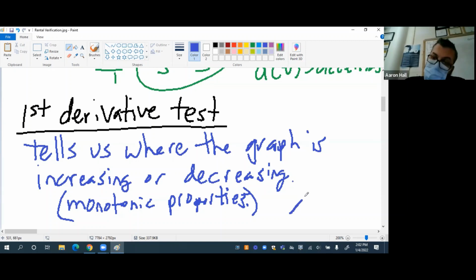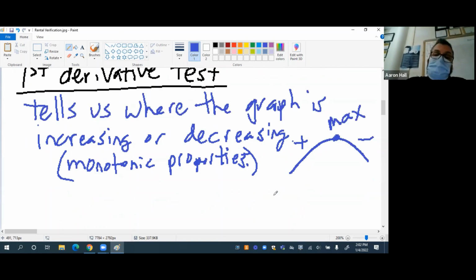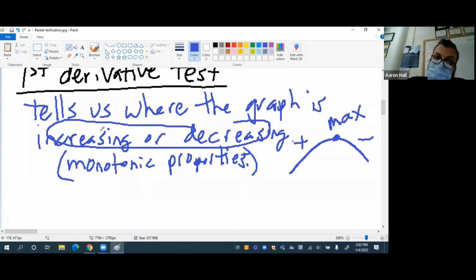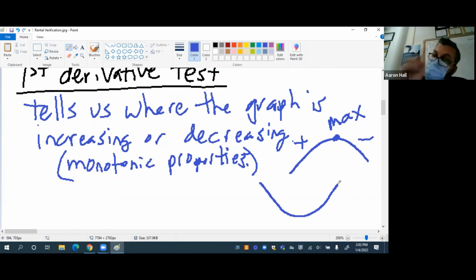the transition between where we increase versus decrease is what? It's not an inflection point. It's a maximum. It's a max. So if I can tell the monotonic property of the graph, where it's increasing and decreasing, I can find maximums. Where the graph is decreasing versus when it's increasing, that transition point would be a minimum.